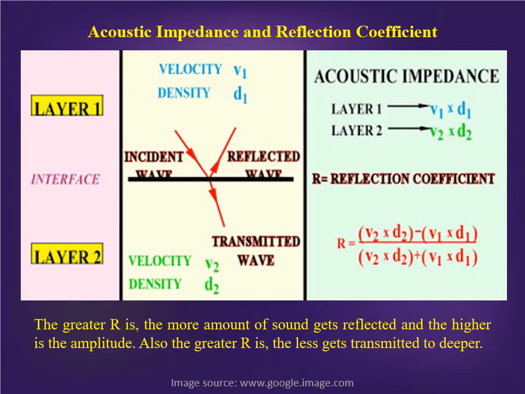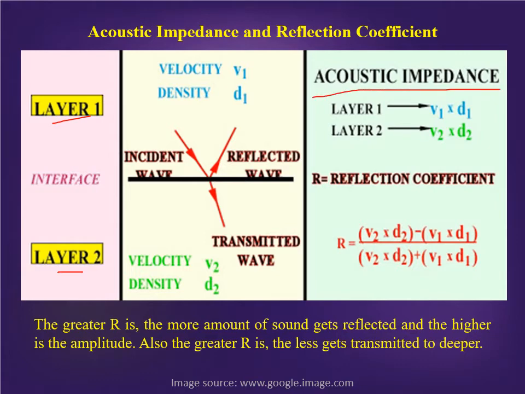Suppose here are two layers, layer 1 and layer 2, and this is their interface. Now an incident ray falls on the interface of layer 1 and layer 2. Some amount of incident wave is reflected back to the surface and some amount is transmitted to the deeper portion. Now, how much energy is reflected from this interface between the two layers depends on the acoustic impedance of the two layers.